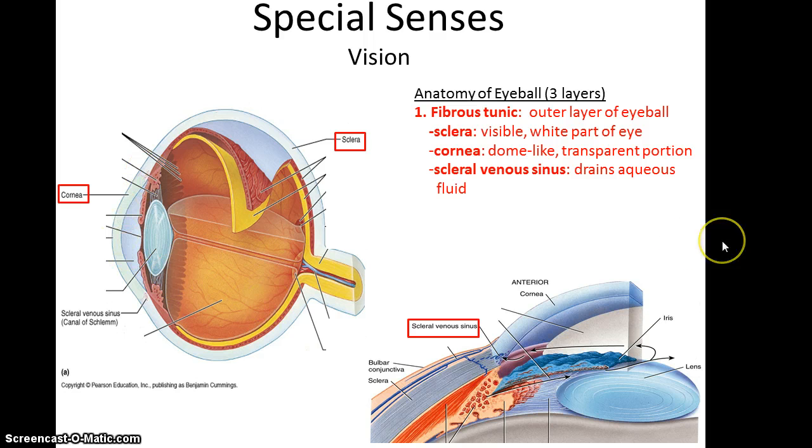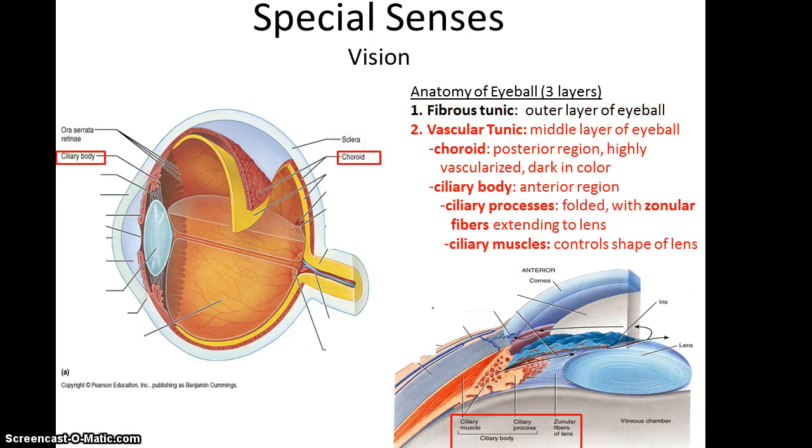The cornea is also part of the fibrous tunic, and it is a dome-like transparent portion that is in front of the iris and pupil. And then there's also the sclerovenous sinus. So that is basically an area that allows for fluids to leave the front cavity or anterior cavity of the eye, and this would be in front of the iris, and you can see it here. It's sort of like the border between the sclera and the cornea.